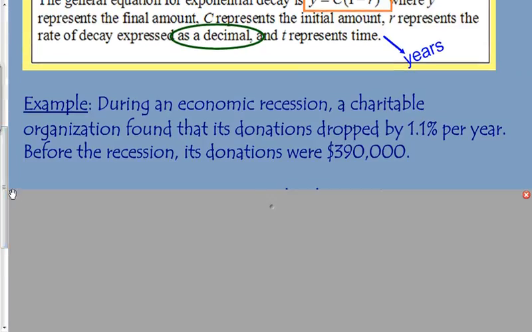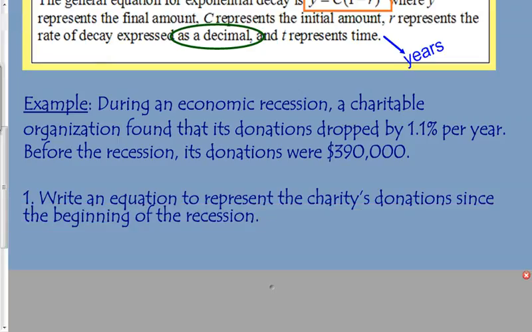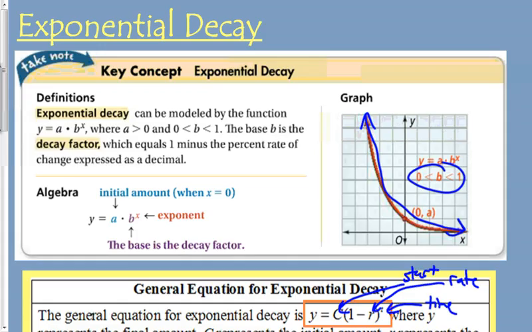Okay? So here's an example of how we can show that. During an economic recession, meaning the economy is going down, a charitable organization found that its donations dropped by 1.1% per year. Before the recession, its donations were 390,000. Write an equation to represent the charity's donations since the beginning of the recession. So we don't know the amount of time right now, but we can put it into an equation. All right?